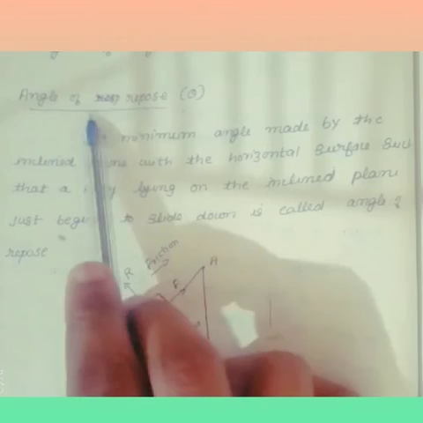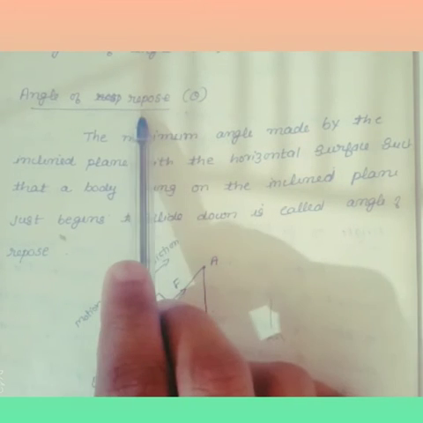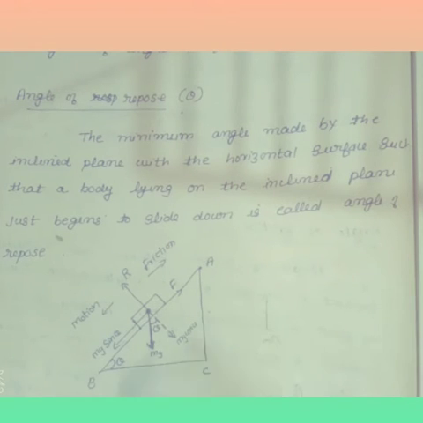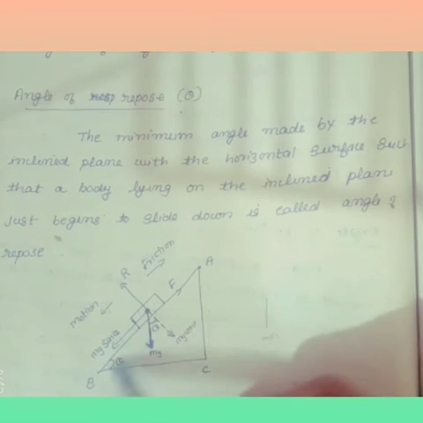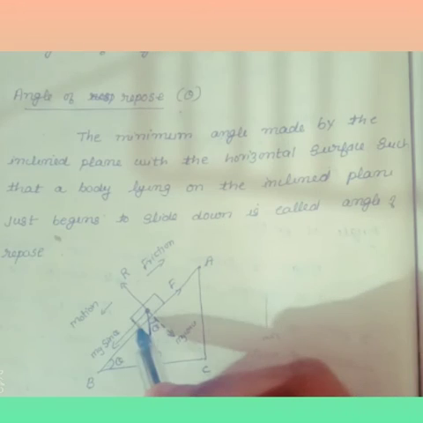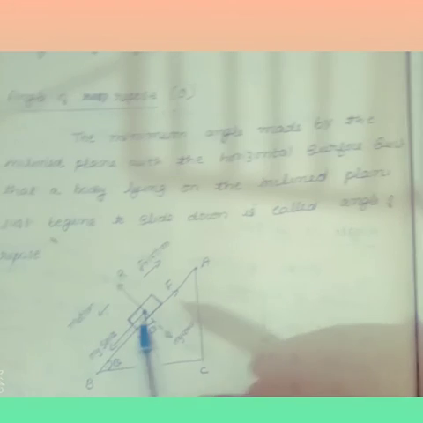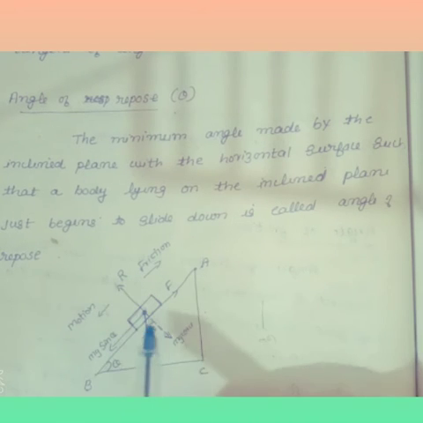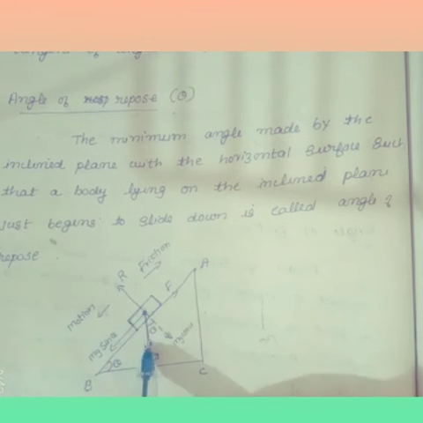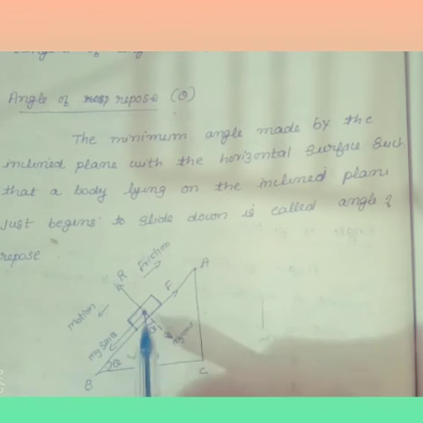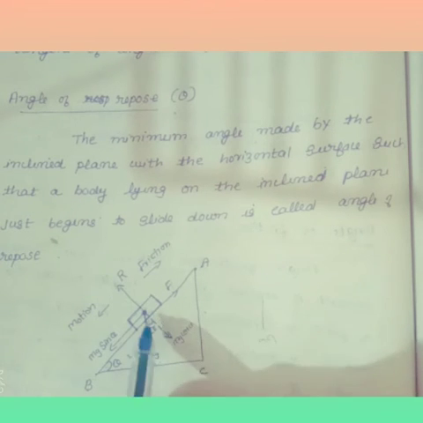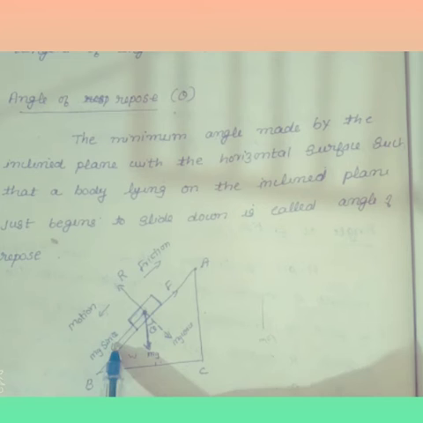The next one is angle of repose. Repose, R-E-P-O-S-E. Here we have to consider an inclined plane. This is the inclined plane AB, and a block slides over that surface. There are two forces acting on it. This is the normal reaction R, and its weight is mg, that is W equals mg. This weight mg can be resolved into two components: mg cos theta and mg sin theta.